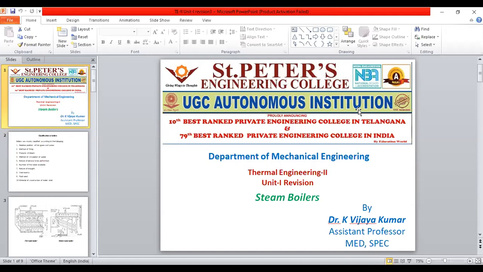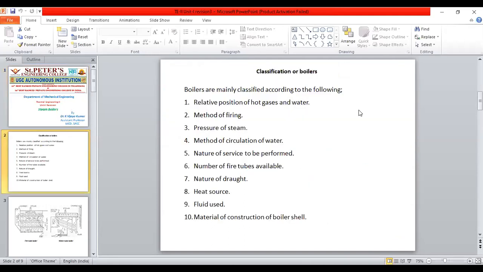Let us see the first classification of boilers. Classification of boilers is mainly according to relative position of hot gases and water, method of firing, pressure of steam, method of circulation of water, nature of services to be performed, number of fire tubes available, nature of draught, heat source, fluid usage, and materials of construction of the boiler shell. Let us discuss one by one.